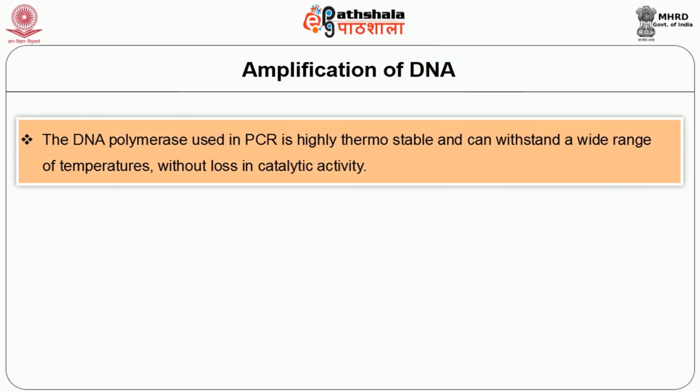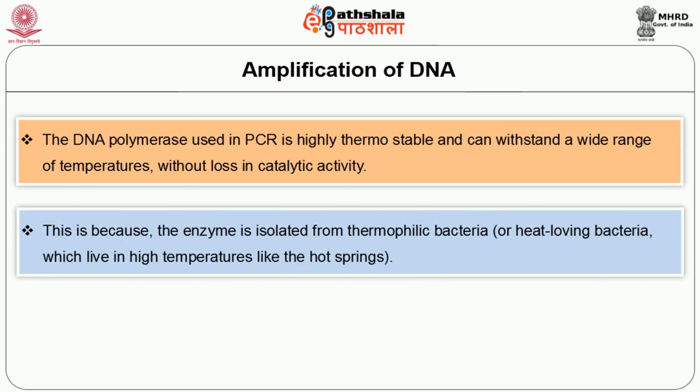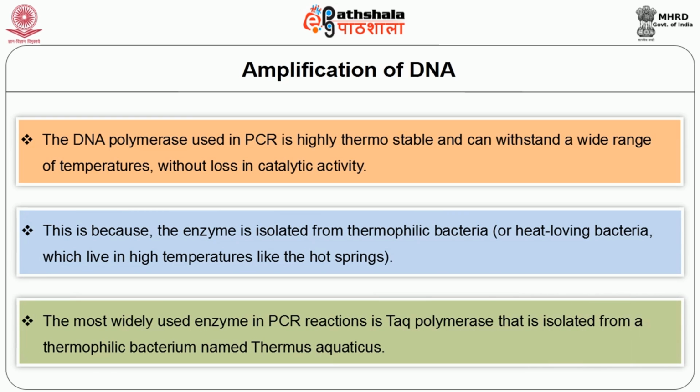The DNA polymerase used in PCR is highly thermostable and can withstand a wide range of temperature without loss in catalytic activity. This is because the enzyme is isolated from thermophilic bacteria or heat-loving bacteria which live in high temperatures like the hot springs. The most widely used enzyme in PCR reactions is Taq polymerase that is isolated from a thermophilic bacterium named Thermus aquaticus.